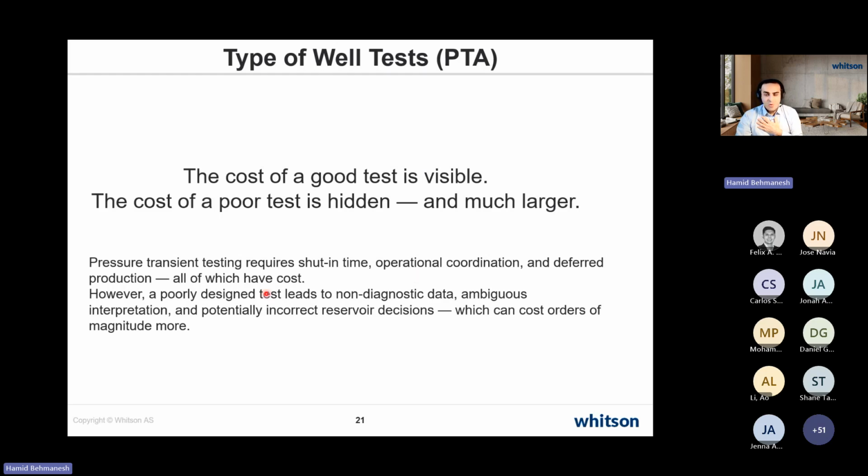But if we poorly design our test, we get ambiguous data interpretation and incorrect reservoir decisions, and the cost would be different by orders of magnitude. So it definitely makes sense to pay good money to get a good test with a reliable data set, so we can interpret with confidence, rather than do a poor test where the data is not analyzable at all.